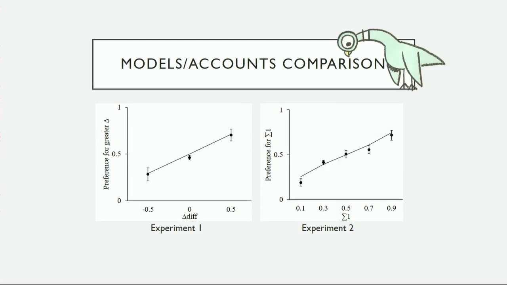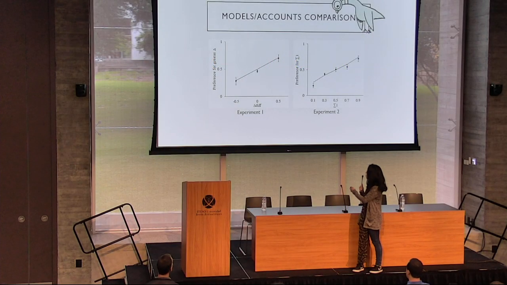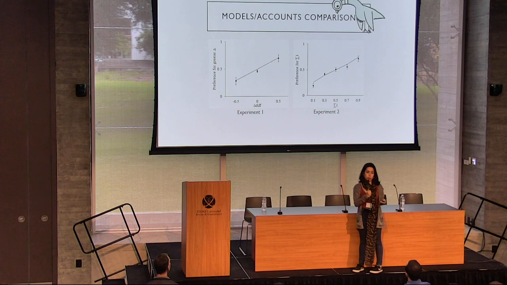So how does the model deal with this? This is actually the prediction of our explanation. The dots are the real data, and the line is what the model predicts. It fits pretty well. Again, not so good here because you have a hard time with these flat values in the middle. But overall, it follows the same order.